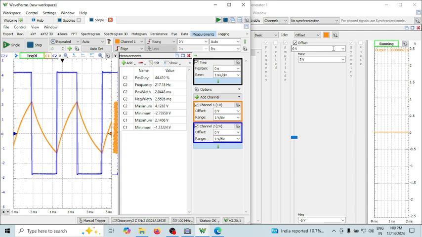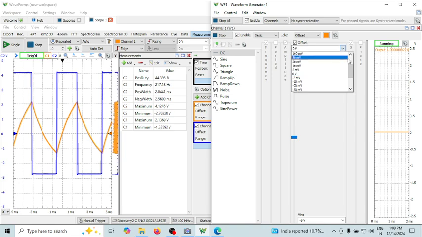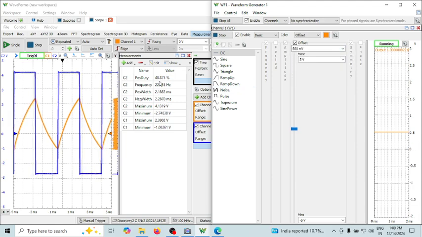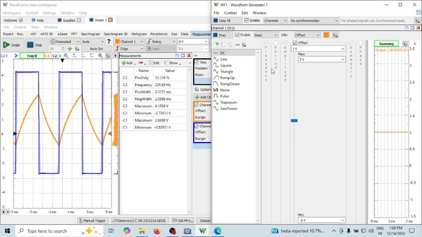The moment you make this equal to 500 millivolt, can you see the duty cycle has changed to 48%? So change this to 1 volt. Can you see the duty cycle has become 53%? And of course VTH and VTL will certainly change, whereas plus Vsat and minus Vsat will remain the same.